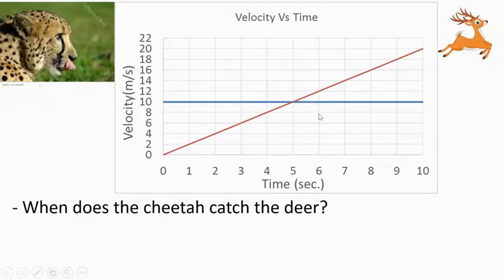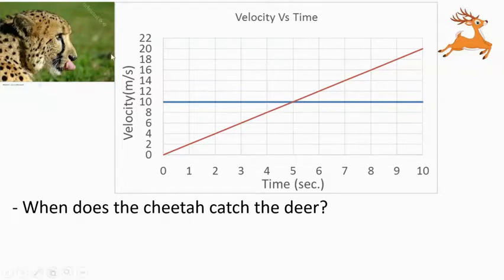All right, well, some people might be tempted to say that it catches it right here where these two lines cross. Right, but remember, this is a velocity graph, not a position graph. So where these two lines cross, that means they're going the same speed. Does that mean that the cheetah has caught the deer? Well, no, because just because they're going the same speed doesn't mean they're in the same place, right?